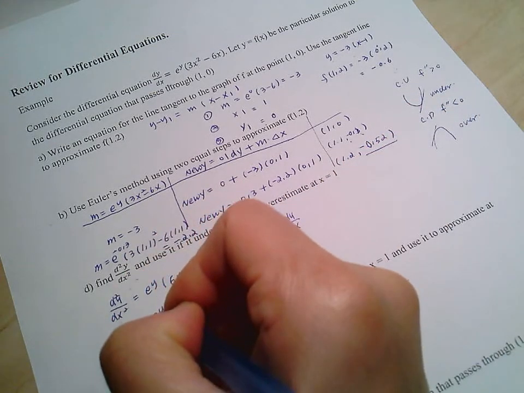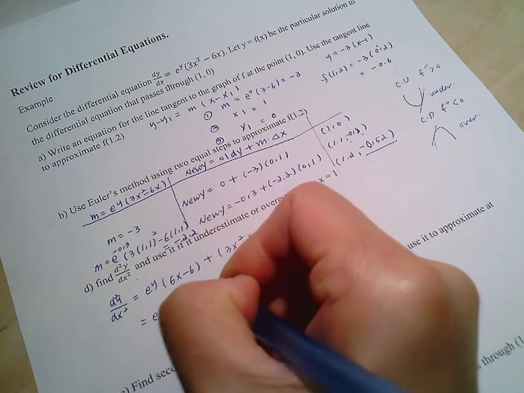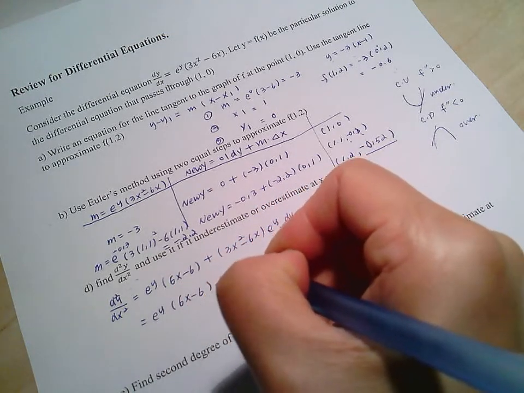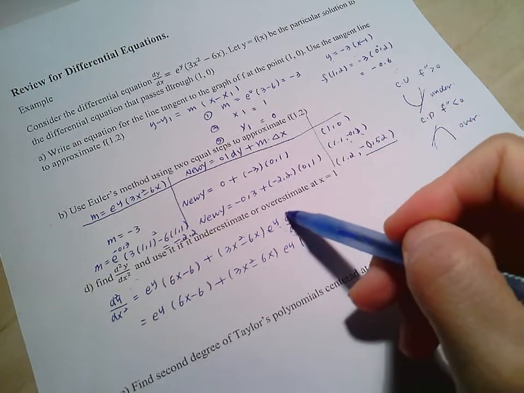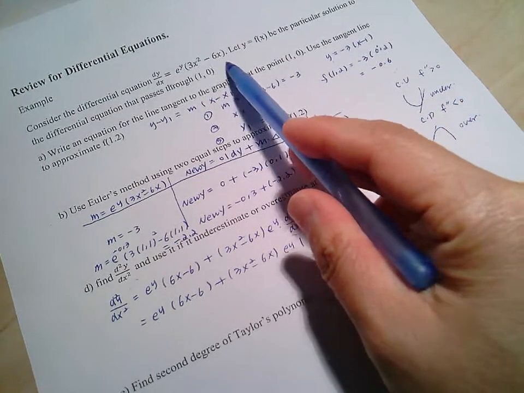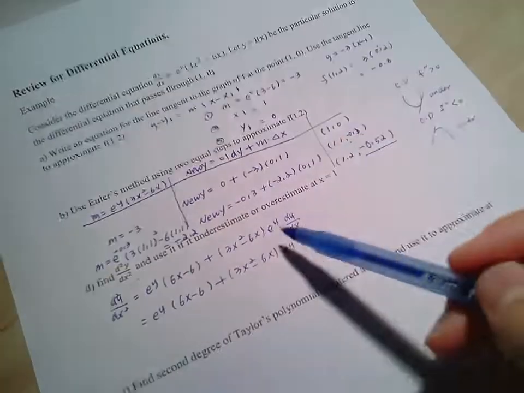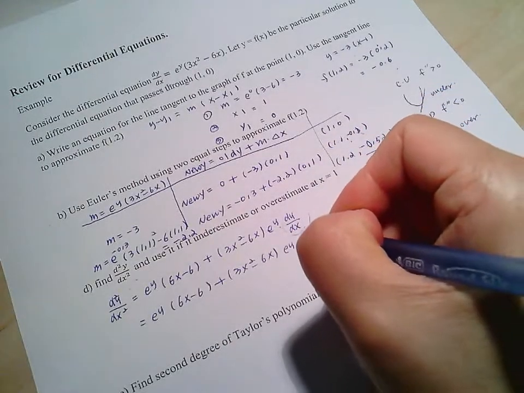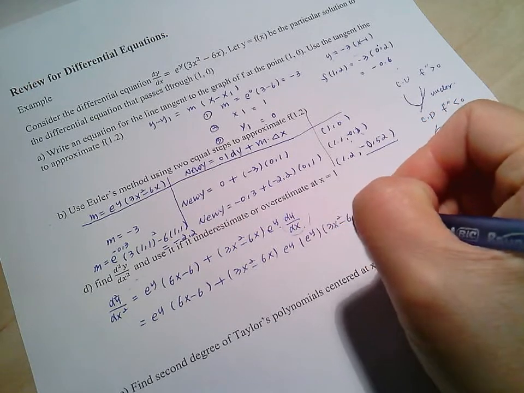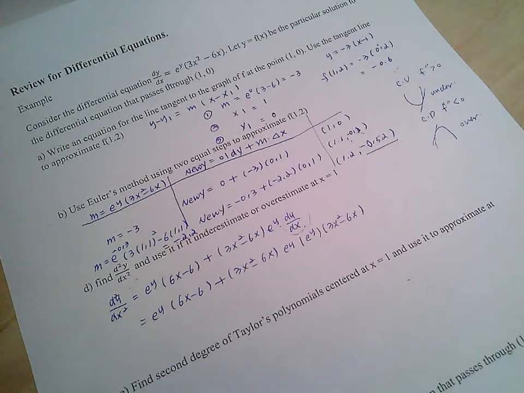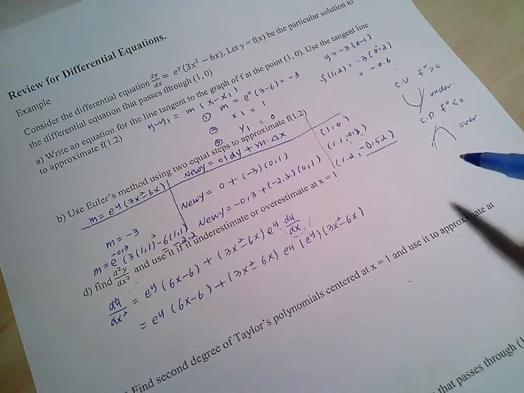Now I want to simplify: e to the y, 6x minus 6, plus 3x squared minus 6x times e to the y. We've got to replace dy over dx, which is right there, right? And then you're going to substitute that for the dy over dx, which is e to the y times 3x squared minus 6x. Okay, so this is the second prime, but we are not done yet.